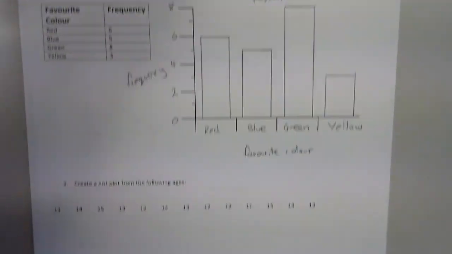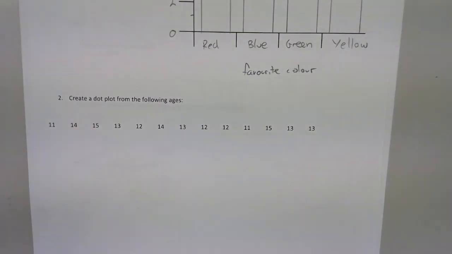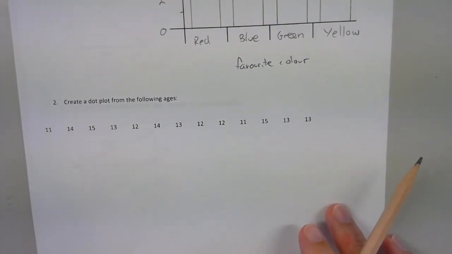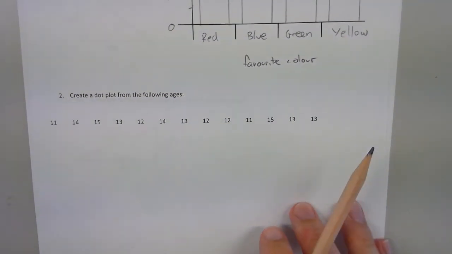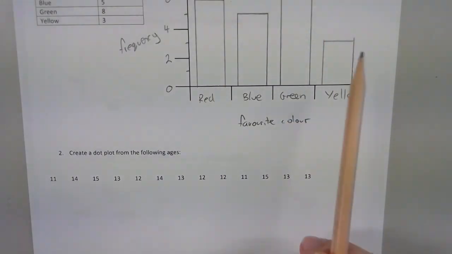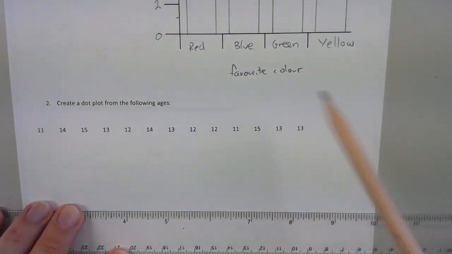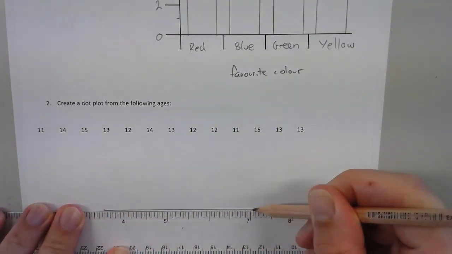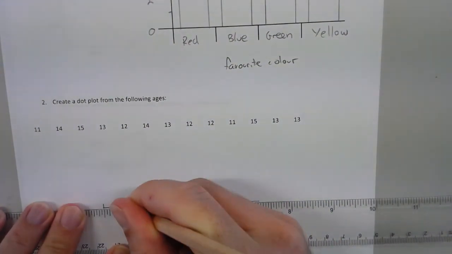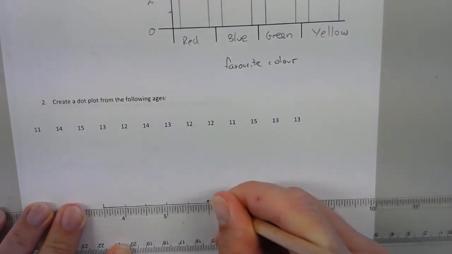Okay, number 2. Create a dot plot from the following ages. Now a dot plot is used because it's the quickest graph. It's basically a column graph, but you don't need the frequency. So I'll show you what we do. So first of all, you draw one line on the bottom, and then I'm going to put marks so I know where each one's going to be.